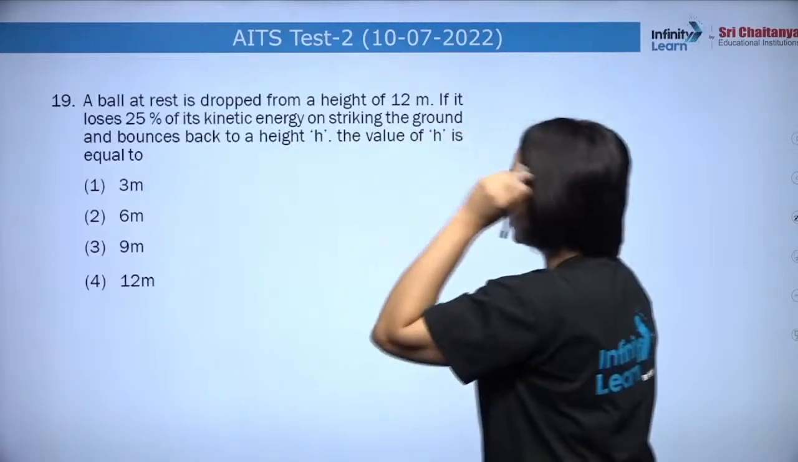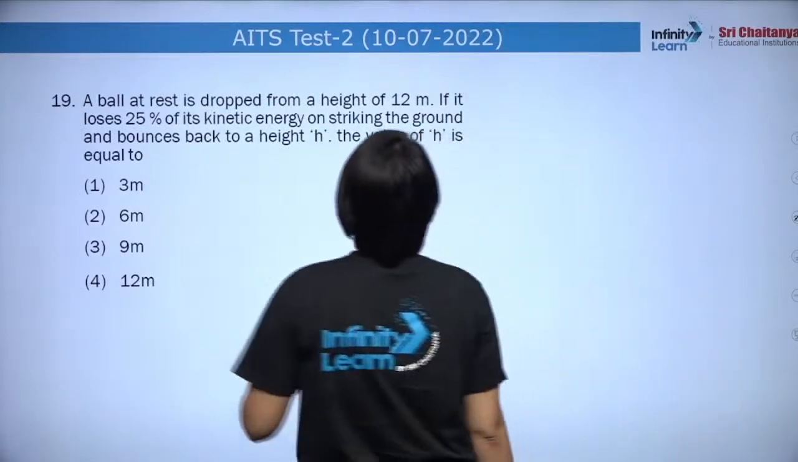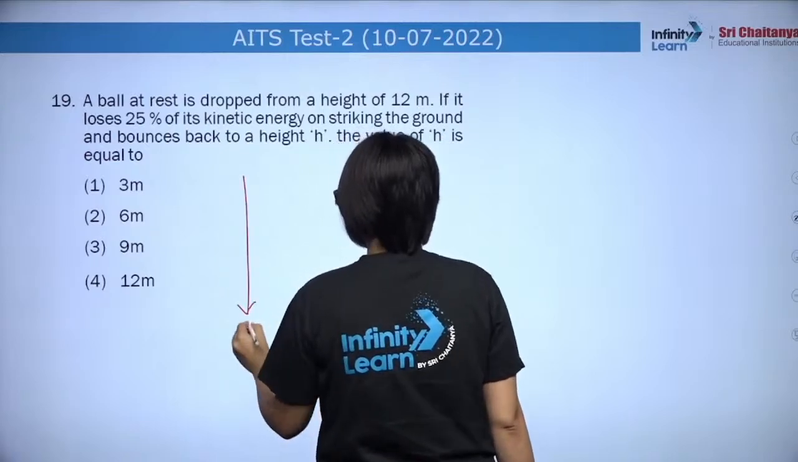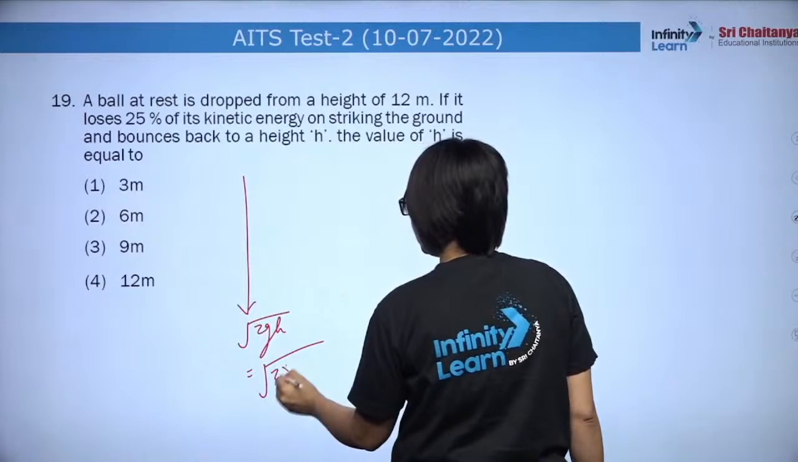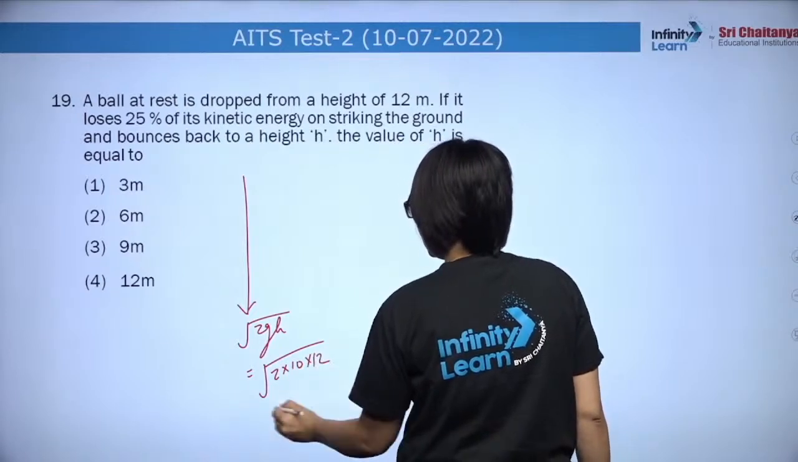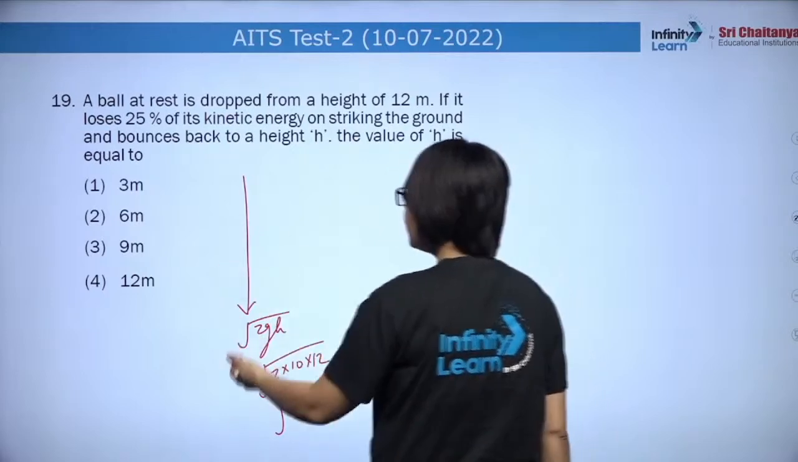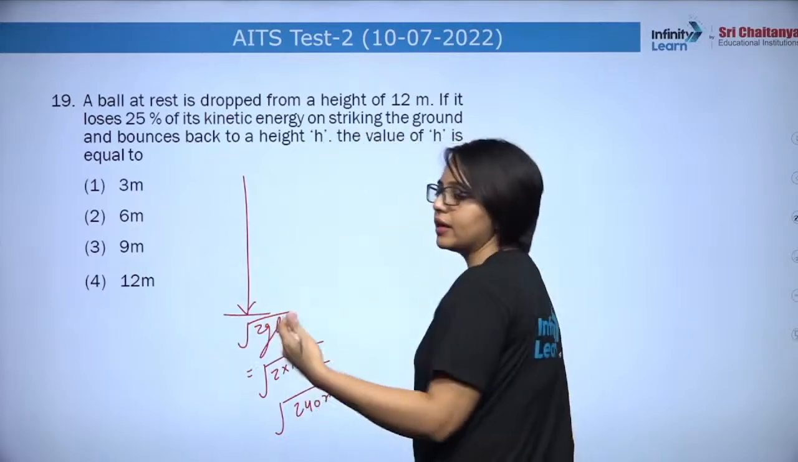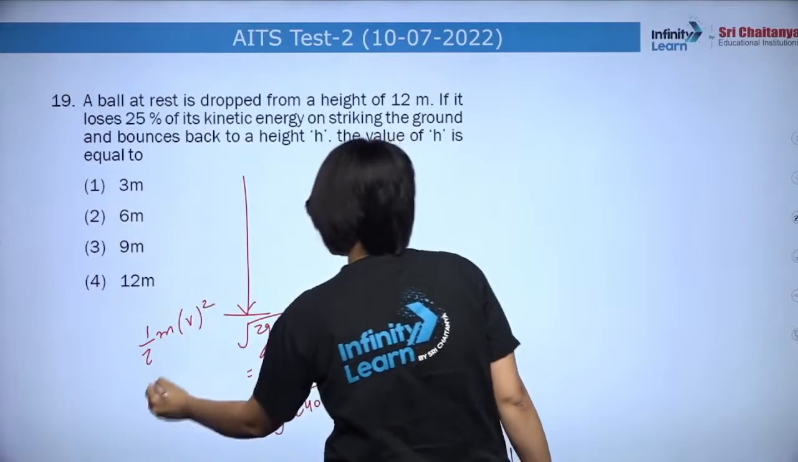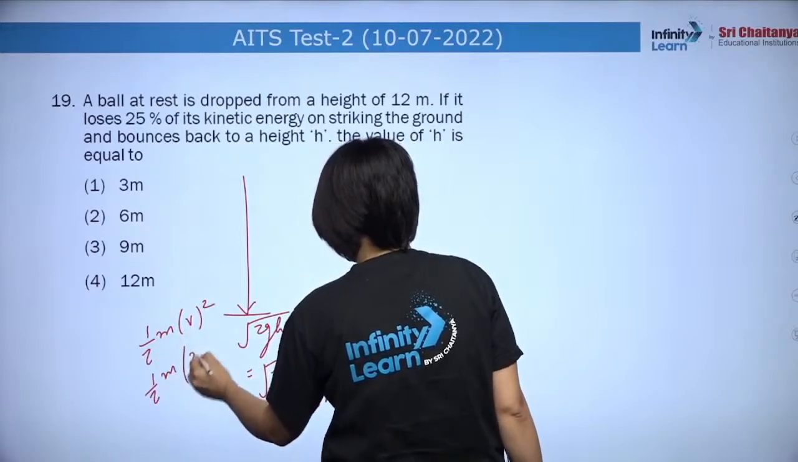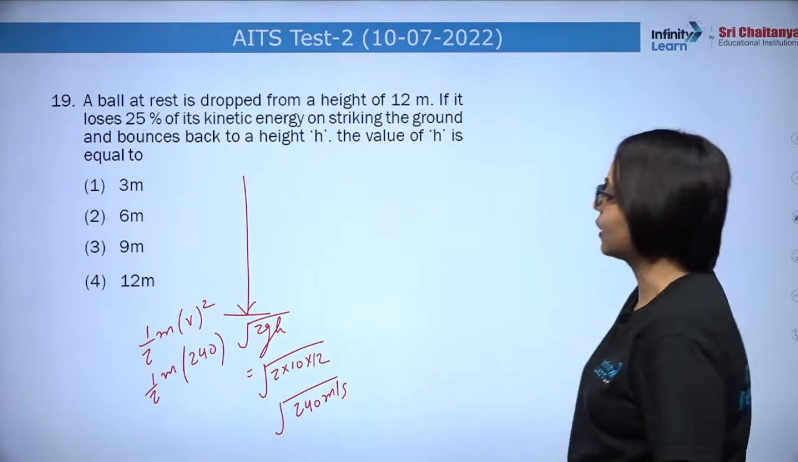Next is question number 19. A ball at rest is dropped from a height of 12 meter. So after striking, it will gain a velocity of under root 2 gh, which is equal to under root 2 into 10 into 12, that is under root 240 meter per second. So when it is striking the ground, its kinetic energy is half m v square, which is half m into 240, because v square is under root 240 ka square.